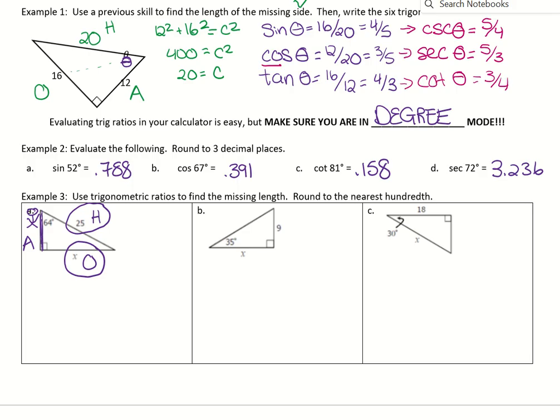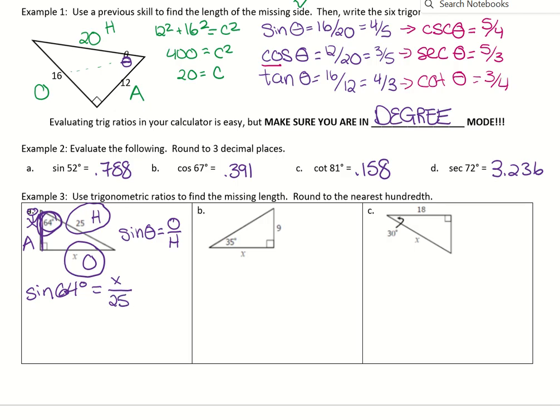So which trig ratio are we going to use? Which one has O and H in it? Well, the sine ratio has O and H in it, so we're going to use the setup of sine of theta is equal to O over H. So let's replace theta. We know theta is 64 degrees, so we're going to say the sine of 64 degrees is equal to O, so x over H, 25.